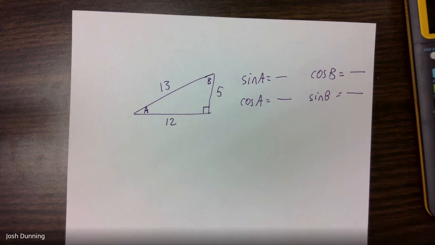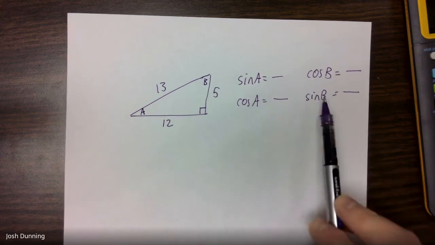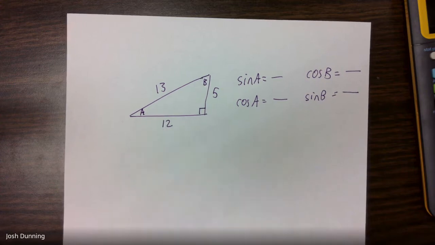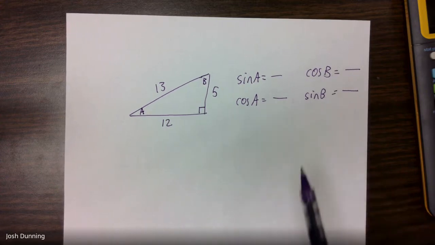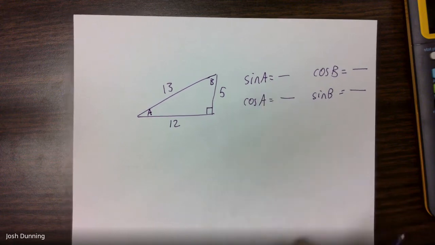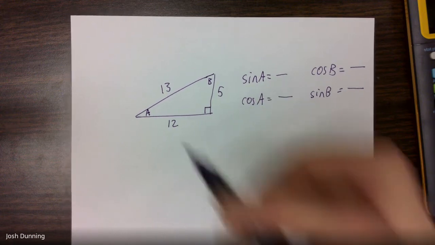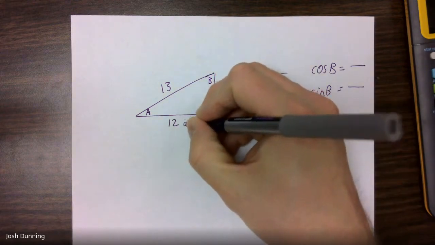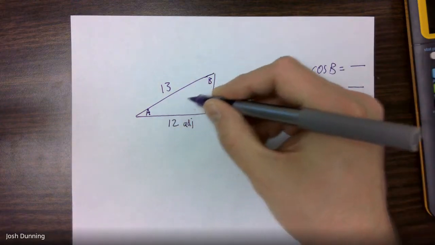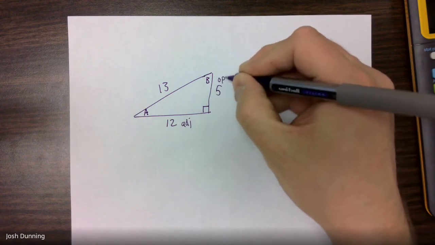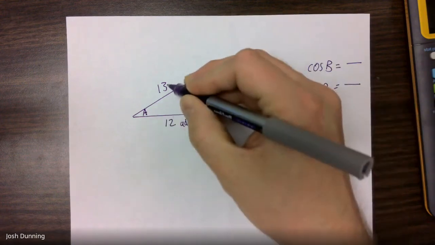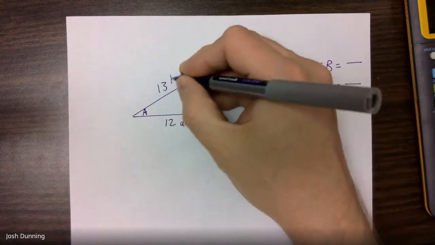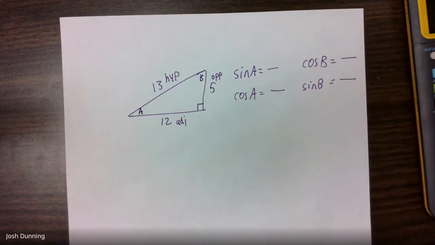All right, now this lesson, we're going to take a look at what happens when you switch the angles in a triangle for the sines and cosines. Now, we'll start with the A's here. So if we're down here at A, we're right next to 12, so that's the adjacent. All the way through to the other side is the opposite. And then across from the box is a hypotenuse.